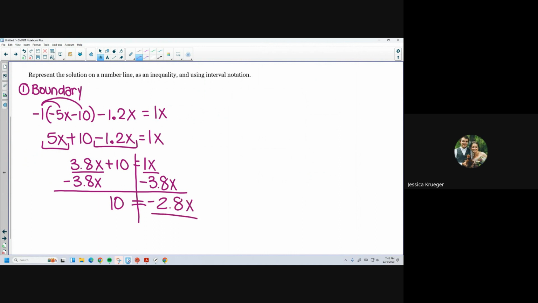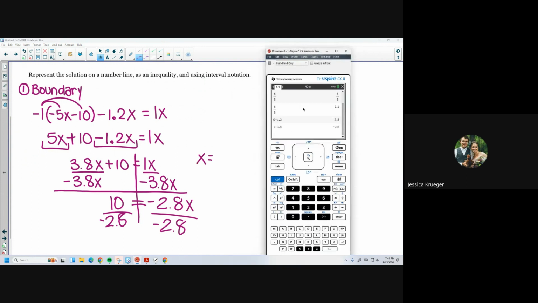And then my last step is to divide both sides by negative 2.8 to get x by itself. So I'm going to do 10 divided by negative 2.8. Ooh, that's not an awesome number. Negative 3.57143. So I'm going to go up here. I'm going to hit Enter.